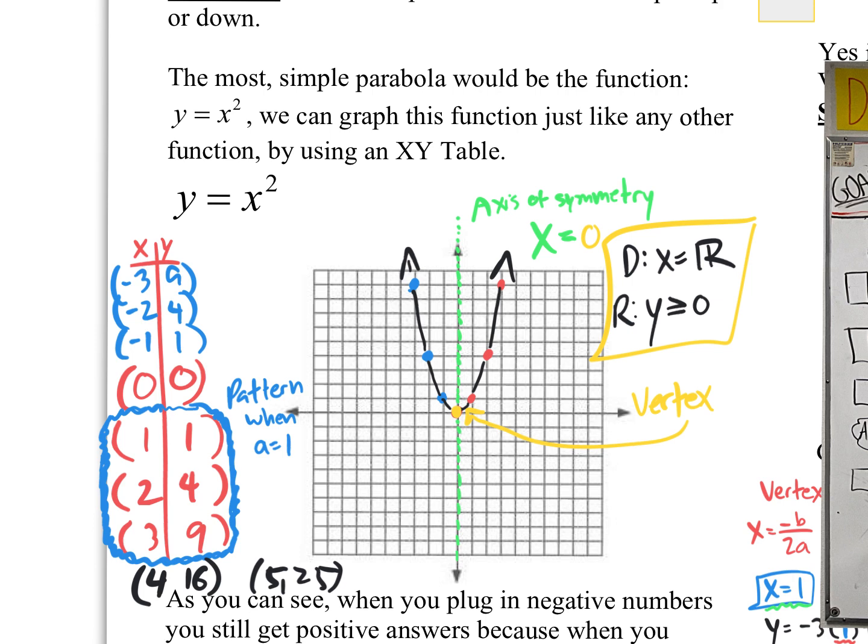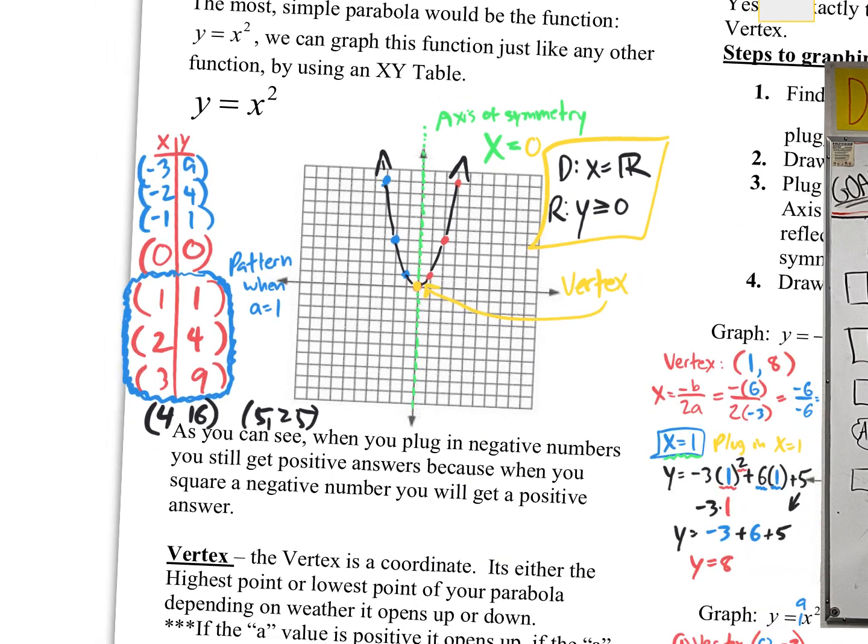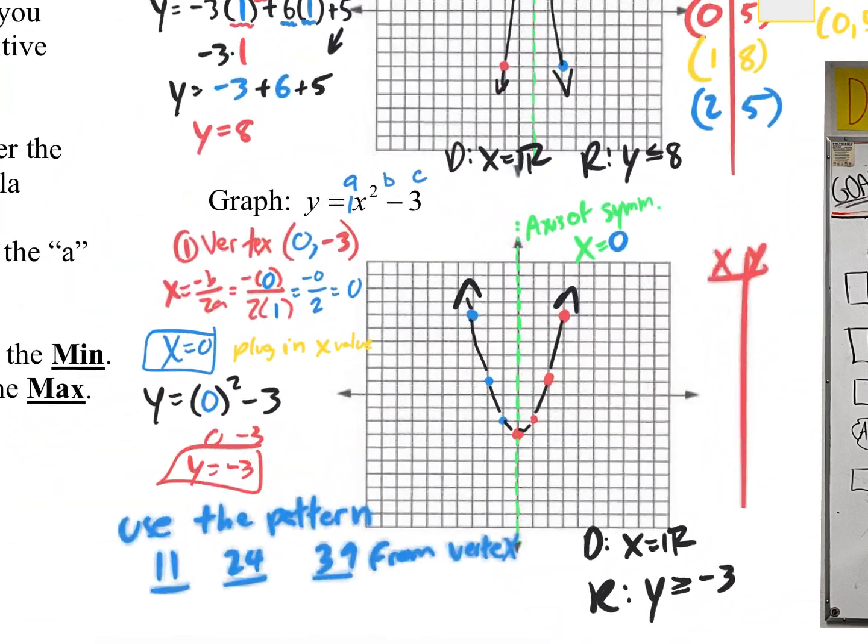What else? What were we doing here? Oh yeah, we were talking about that when your a value is 1, it's going to be exactly this width. It's not going to be any wider. It's not going to be any narrower. It's going to be exactly precisely this width, which means that whenever you have an a value of 1, you're going to be able to use the pattern 1, 1, 2, 4, 3, 9. Okay, once you find the vertex, that is. So like, let's go to this guy down here.